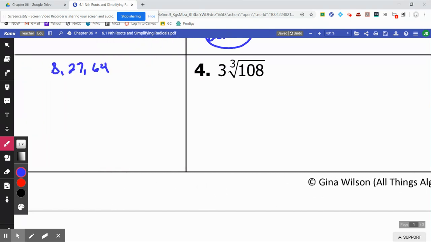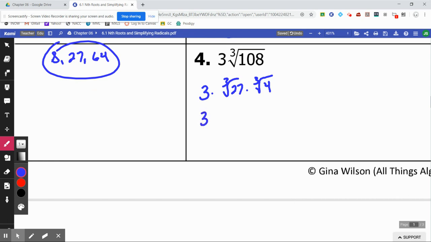Again, let's take these numbers here and try to find something that will divide into the 108. When you do 108 divided by 27, we learn that you get 4, so we're going to split this into the cube root of 27 times the cube root of 4, which would be 3 times the cube root of 4. 3 times 3, that'd be 9 times the cube root of 4, and you don't have to put that dot if you don't want to. You could just put 9 cube root of 4.